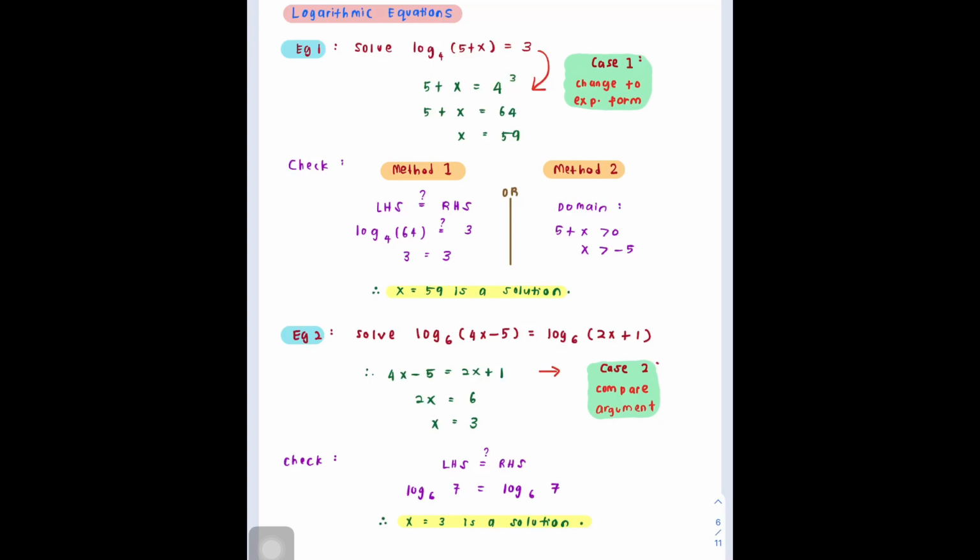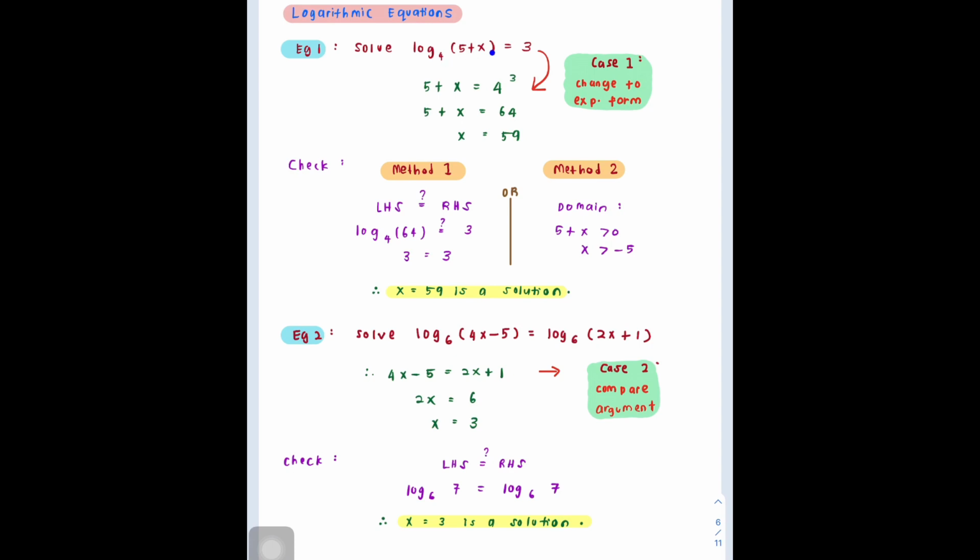Okay, the second part is about log equations. So the same question: you want to solve for the x value. Look at pattern by pattern, or case by case. The first case is when you just change into the exponential form, where you have log on only one side. In this example, you have log only at your left hand side, but you don't have the log at your right hand side. So what you can do is, you just change this log form into the exponential form.